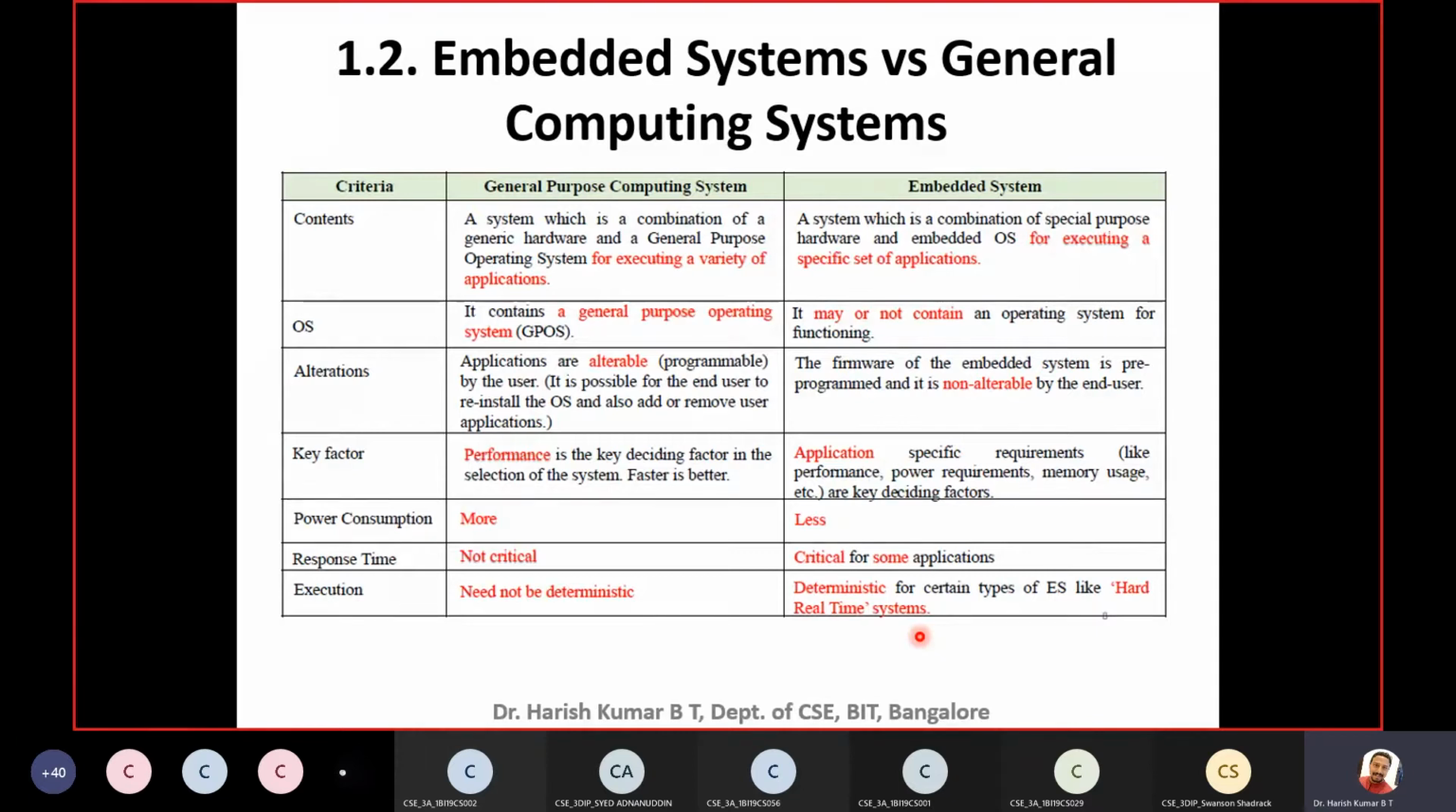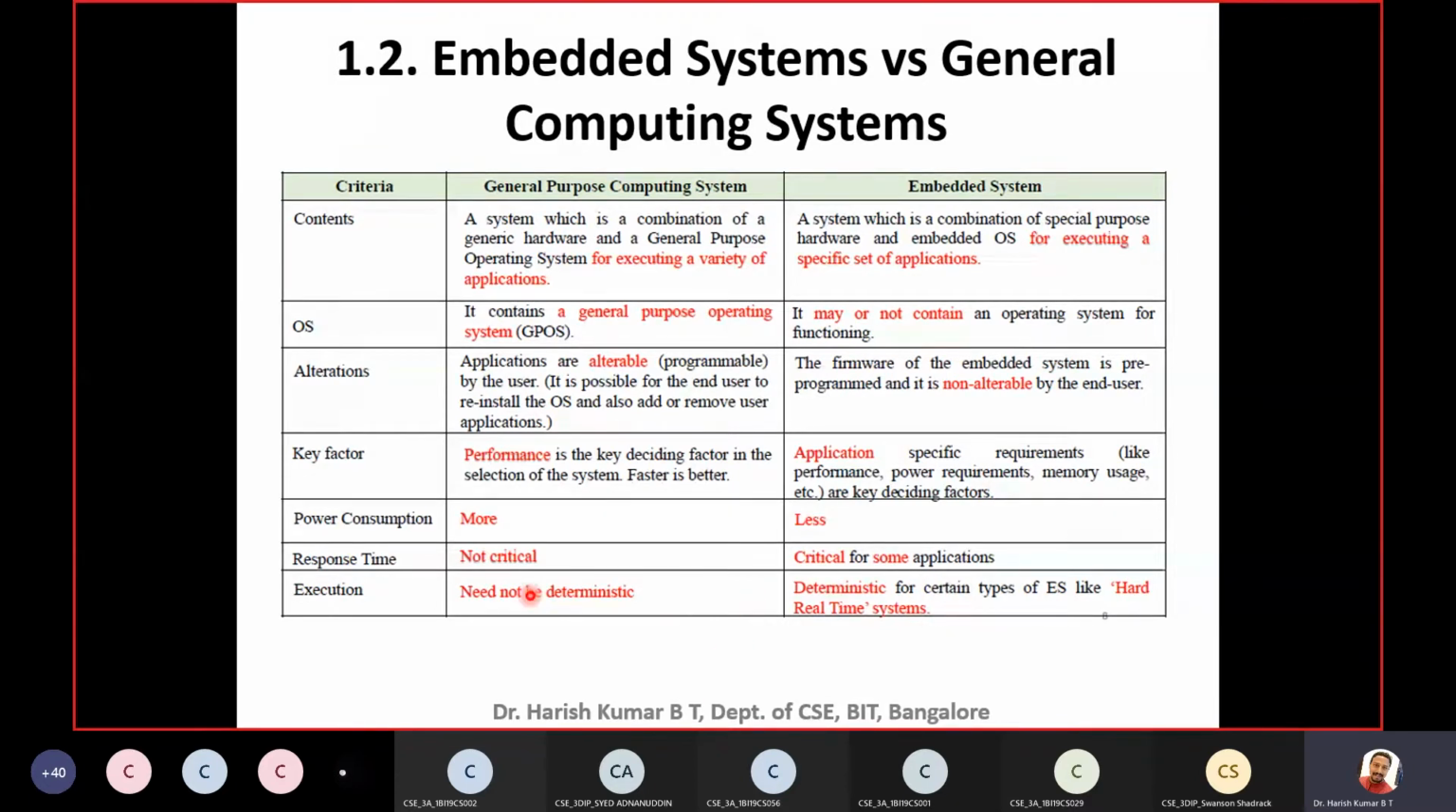Now, how to prevent all these things? By making the system a hard real-time system. What does it mean when I say a system is a hard real-time system? It is running a real-time operating system. The real-time operating system is going to guarantee that all the tasks complete their execution within their specified time period without any delay. That is what is deterministic with respect to the execution.